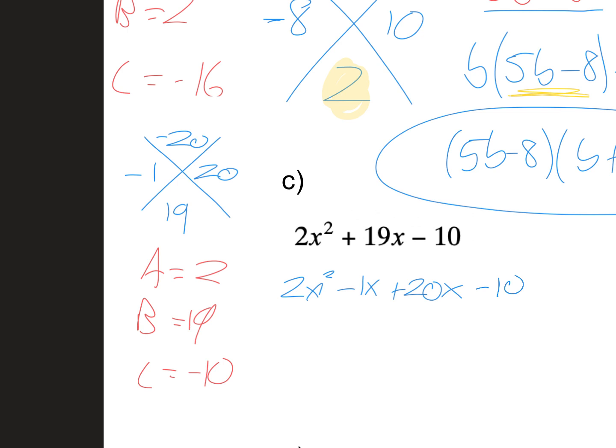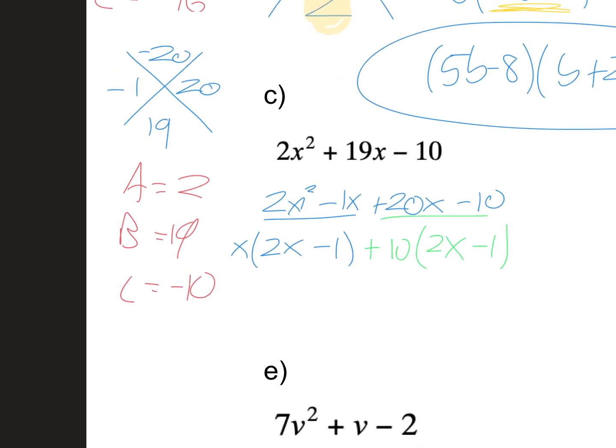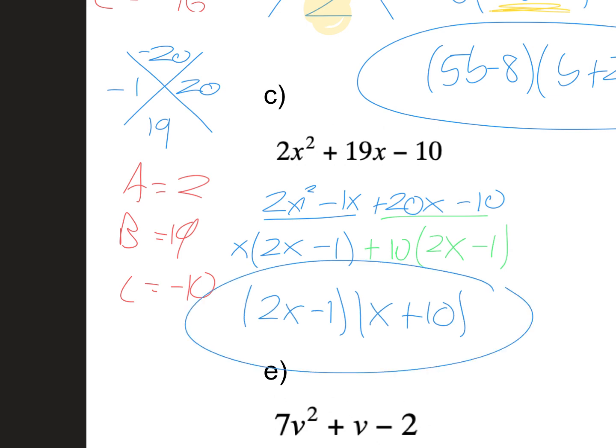Okay, so from here we can do some grouping. So I'm going to use some colors. For my first set, I can factor out an x, and then I'll have 2x minus 1, because if I just take 1x divided by x, all I'm left with is 1. And then from the green group, I can factor out, looks like a 10. So then I'll be left with 2x minus 1. Once again, what's inside of the parenthesis matches up. So we know we did it right. We have our answer of 2x minus 1 times x plus 10.